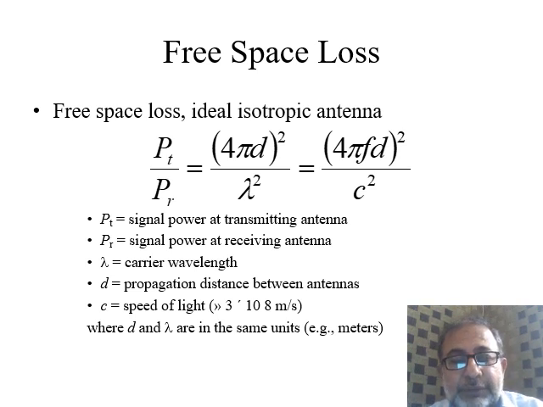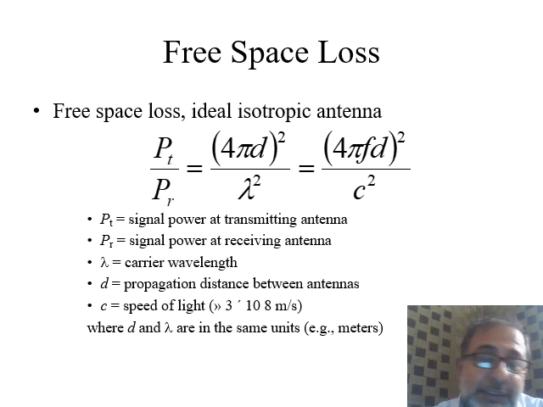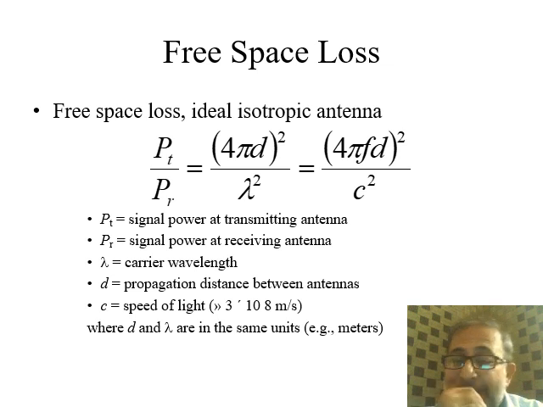Now, free space. What is free space loss? As I've told you, as we move along the path, even if we are in free space, the signal basically expands. It does not move in a single line or a single very thin beam. It expands as it moves along. So as the distance is increased, the free space loss also increases by the square of the distance.